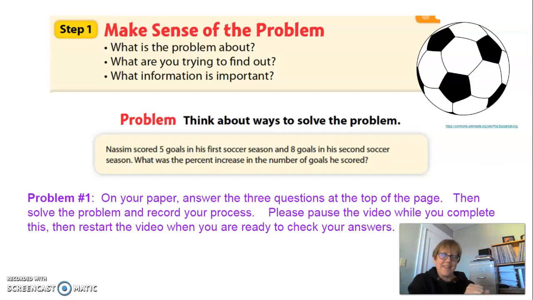All right? So your instructions are at the bottom. On your paper, I want you to answer the 3 questions from the top of the page. This is something you should get into the habit of doing anyway, so I'm asking you to write it down. Then I'd like you to try to solve it. All right? Pause the video while you're working on this. When you're ready, start the video up again. See you in a minute.